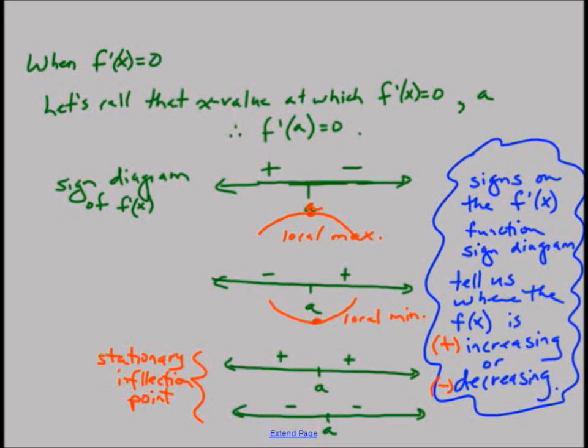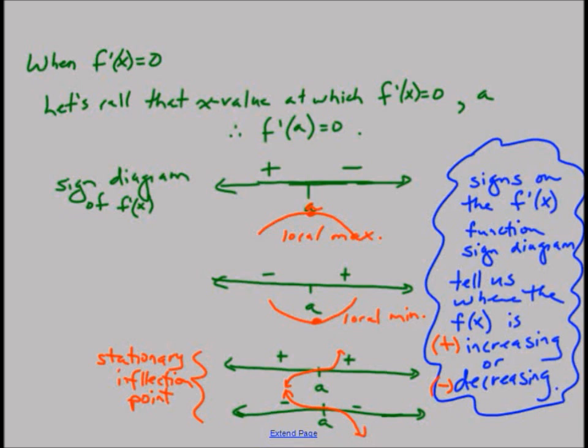So this function is increasing, and it's still increasing beyond a. This function is decreasing, and it's still decreasing beyond a. I need to be able to draw an inflection point the other way around. Just a moment. Decreasing and still decreasing. There we go, did it.